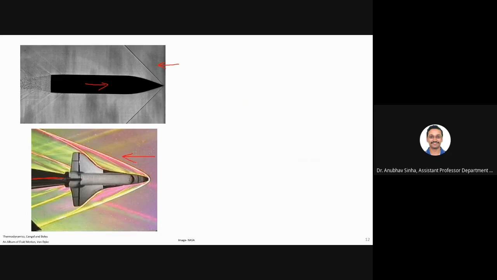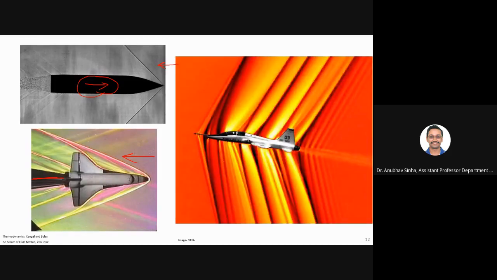In this case, if I remember correctly, this is fired. There are some similar images of a bullet fired from a gun. So in this case the object is moving. In this case the object is stationary and the fluid is moving. Or in this case, this is an image by NASA. They have done some background oriented schlieren, so we will not go into the detail of that technique. But you see very clear signatures of shock waves. And in this case, the fluid is stationary. This is taken in the atmosphere.